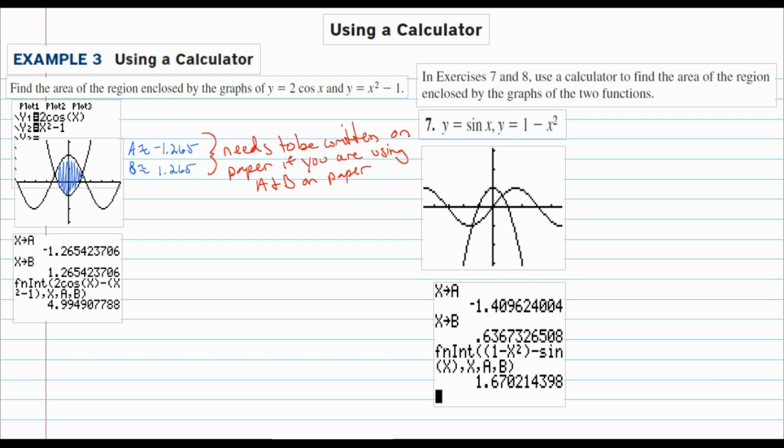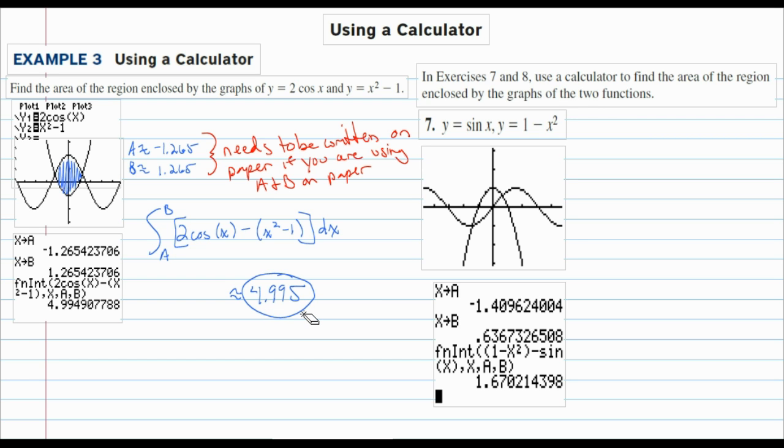But don't forget to write that down if you're going to use A and B, the letters A and B, on your paper. So now, because I have what A is about and what B is about, I can integrate from A to B. I don't have to write those numbers anymore. From our top function minus the bottom function. And then in the calculator I get that to be 4.995.